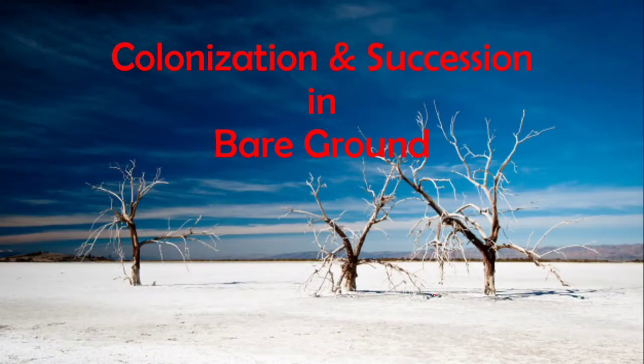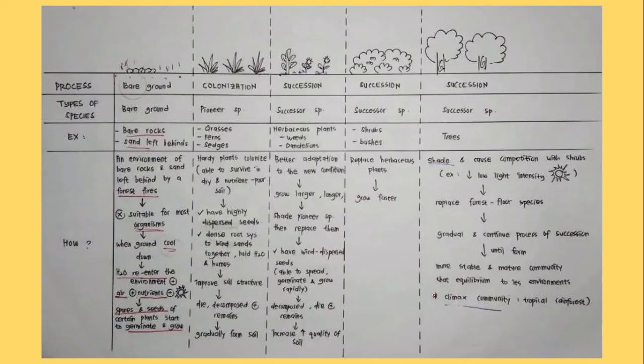Okay, we proceed with colonization and succession in bare ground. Okay, for the bare ground, tanah tandus. Okay, we start with the type of species. Tak ada lagi species. Bare ground. Bare grounds, they start with the bare rocks and also the sand left behind. Tanah tandus yang tak ada apa-apa lagi. Yang ada hanya the sand and also the rocks.